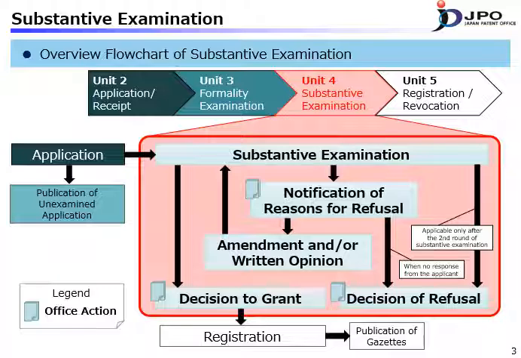If there is a response from the applicant, the second substantive examination is conducted by taking account of the response. When the reason for refusal has been resolved, a decision to grant is rendered. If not, a decision of final refusal is rendered.